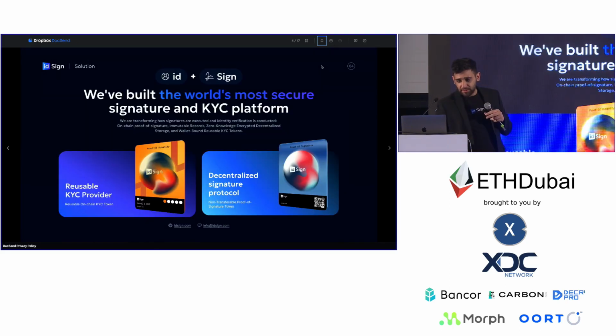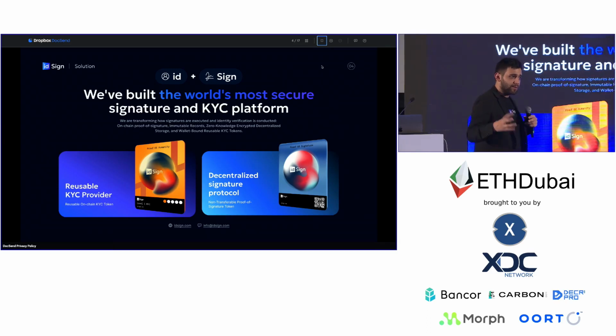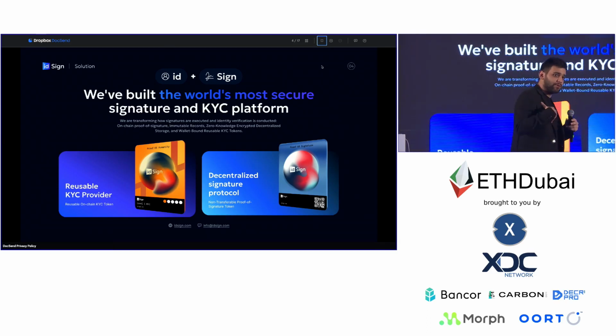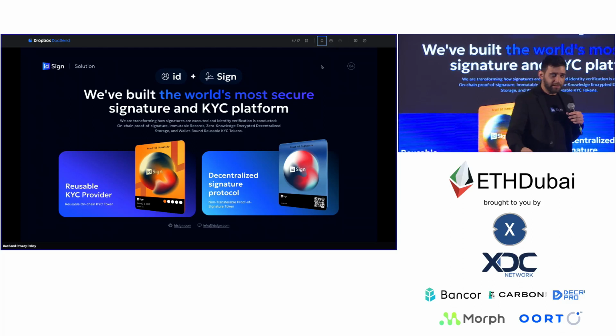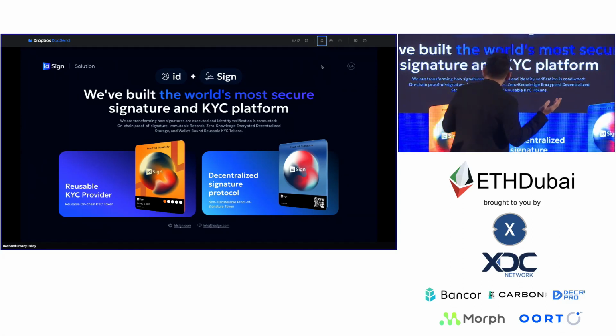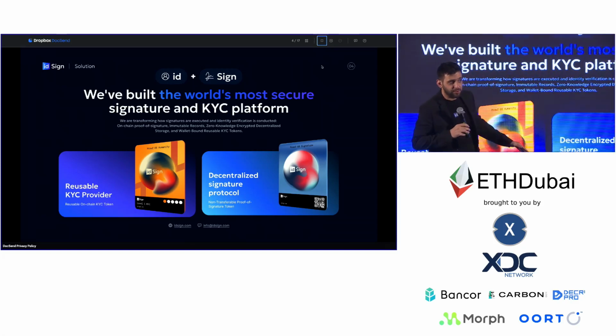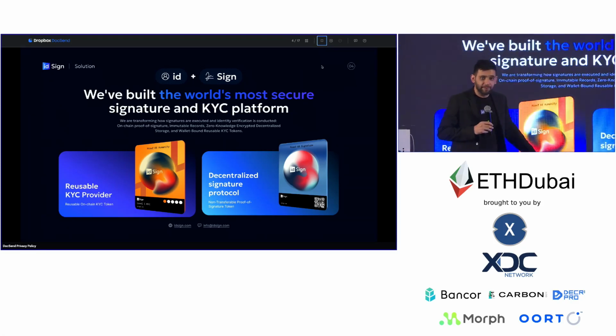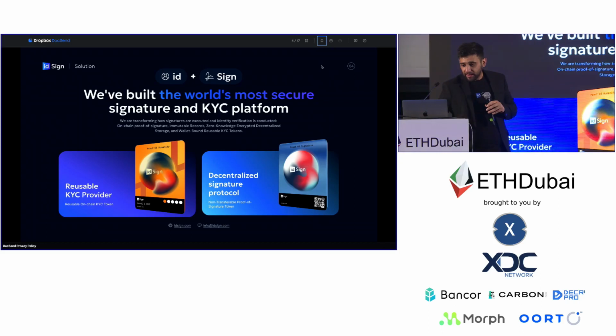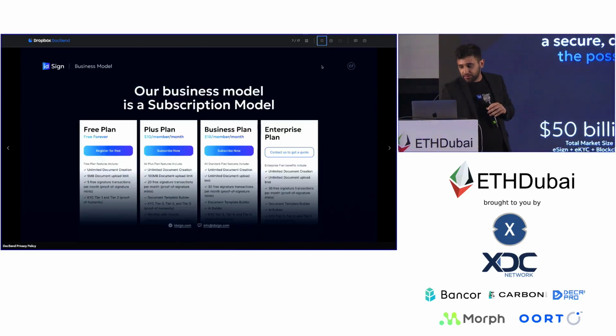ETHDubai is going to be a SaaS built on top of our protocols that are audited, that will give you a proof of signature and proof of humanity, which is the KYC token. And it actually is very easy to use.